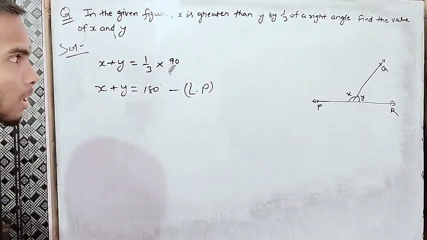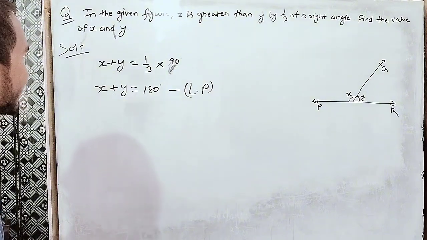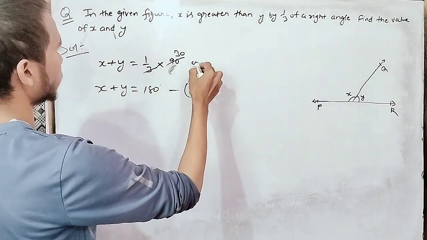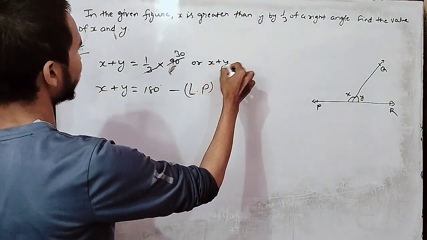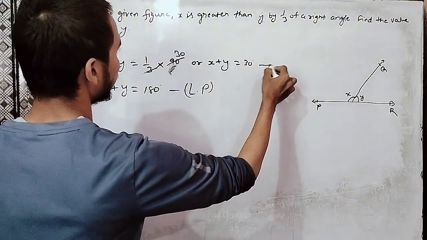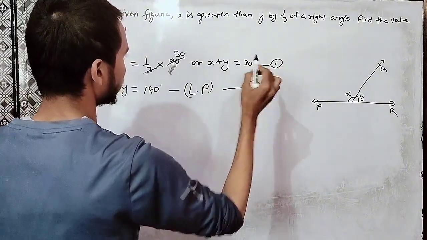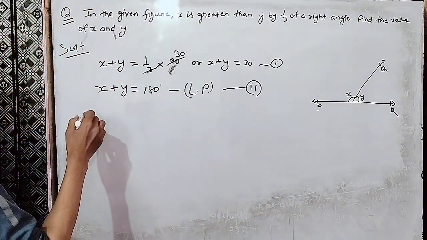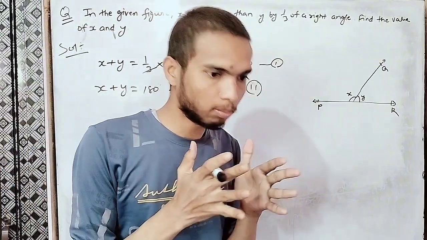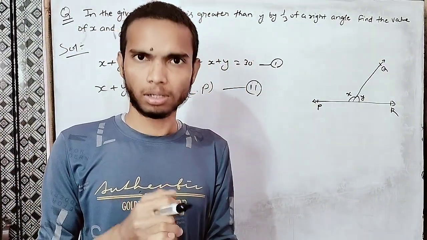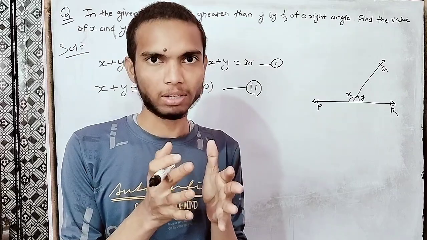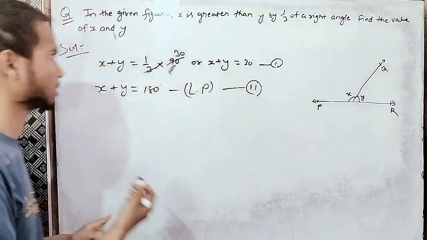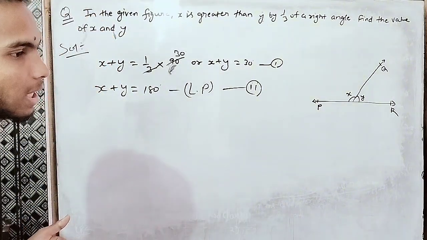Now let's solve it. Now we have an equation. You can simplify it: 1 by 3 of 90 is 30, so x minus y is 30. Now we have two equations. To find the exact value of x and y, first of all we will put only one variable on the LHS, and the second variable we will subtract from the given LHS.